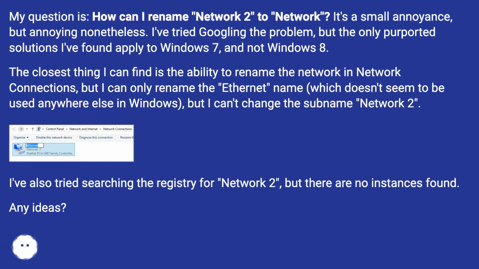It's a small annoyance, but annoying nonetheless. I've tried Googling the problem, but the only purported solutions I've found apply to Windows 7, and not Windows 8. The closest thing I can find is the ability to rename the network in Network Connections, but I can only rename the Ethernet name, which doesn't seem to be used anywhere else in Windows, but I can't change the subname Network 2. I've also tried searching the registry for Network 2, but there are no instances found. Any ideas?